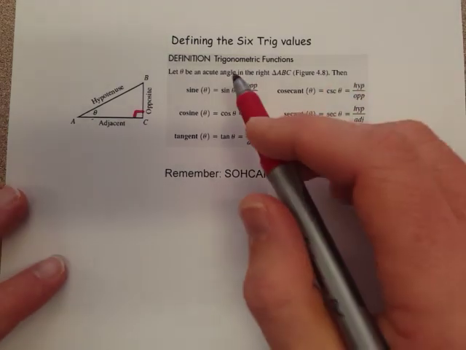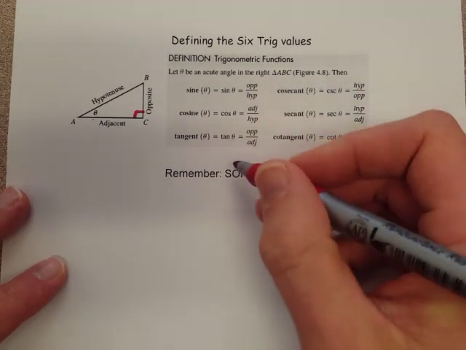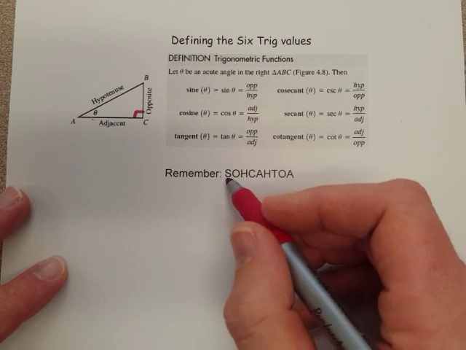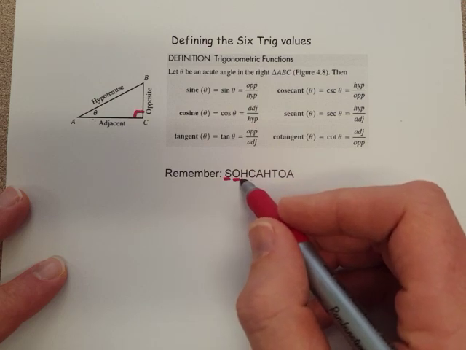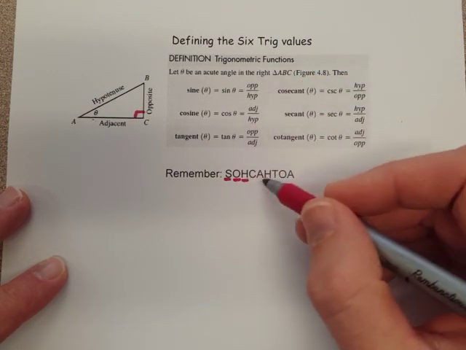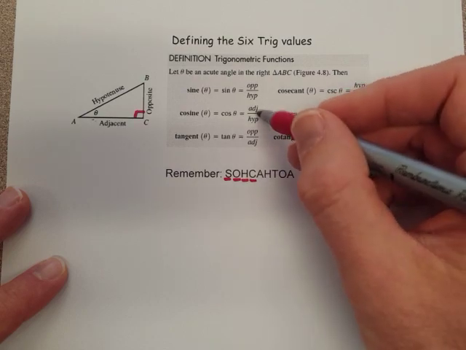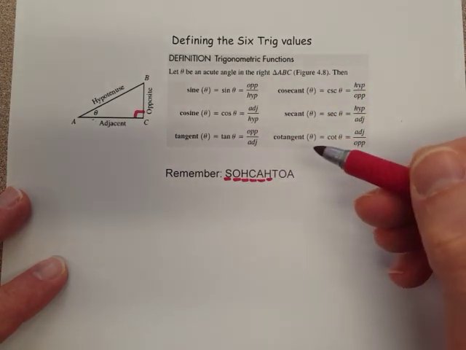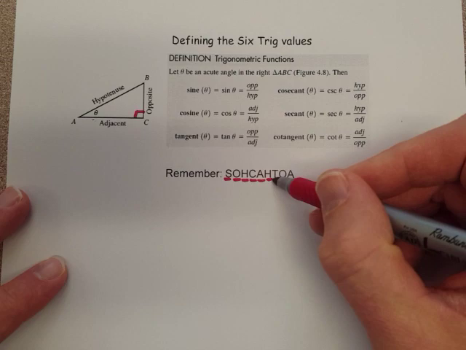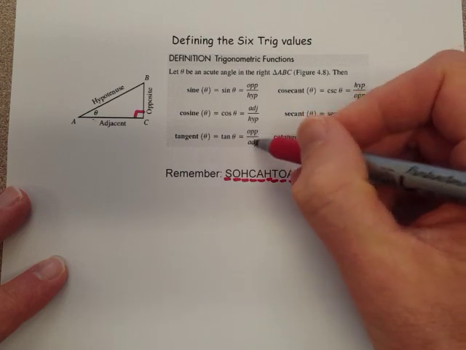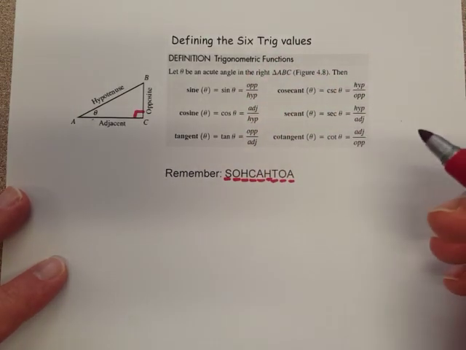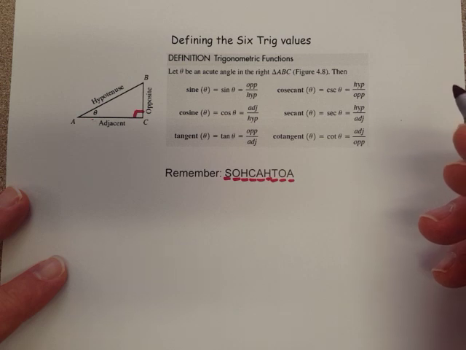So we set up sine, cosine, and tangent. Remember that we use SOHCAHTOA to say that sine is opposite over hypotenuse, cosine is adjacent over hypotenuse, and then tangent is opposite over adjacent. And so we can remember it in that way for sine, cosine, and tangent.